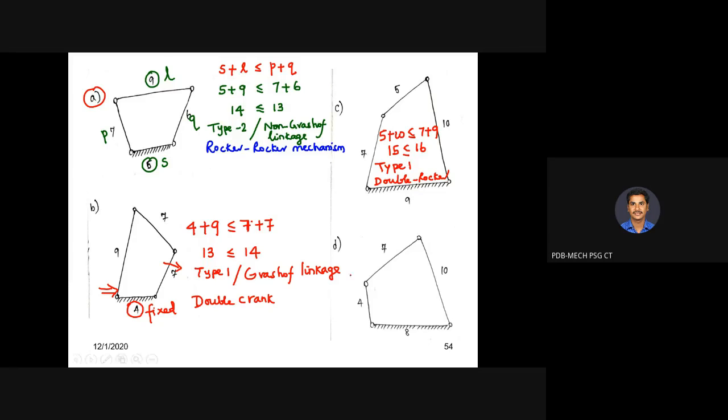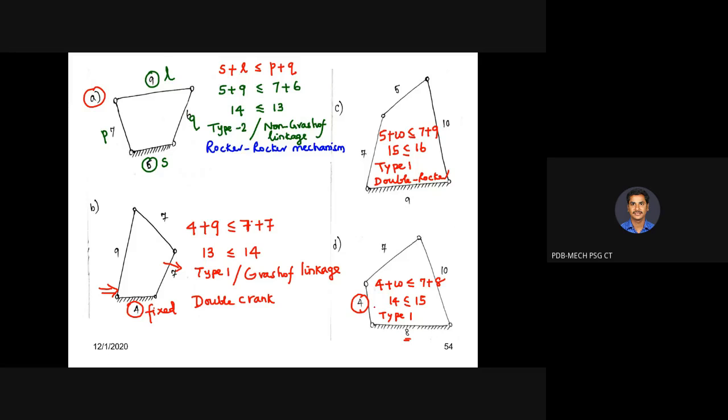Okay. Now the last case, 4 plus 10 less than or equal to 7 plus 8. Tell me which category it belongs to? Type 1, sir. Yes, type 1. What mechanism will you be getting? Which link is fixed? Crank rocker mechanism. 8 is fixed, which is the link adjacent to the smallest link. The smallest link is 4, and its adjacent link 8 is fixed.